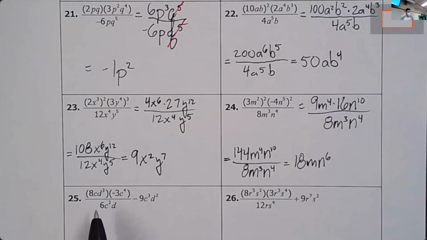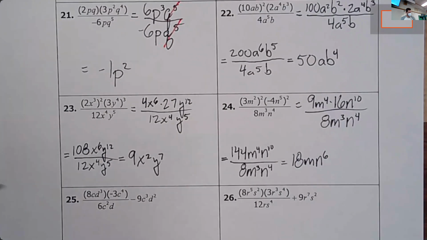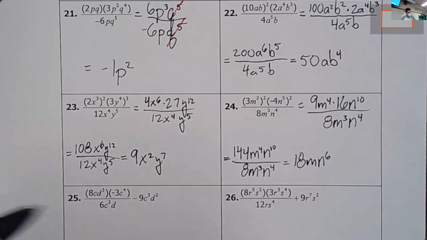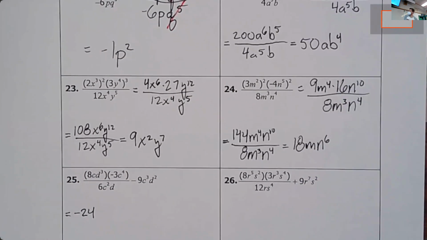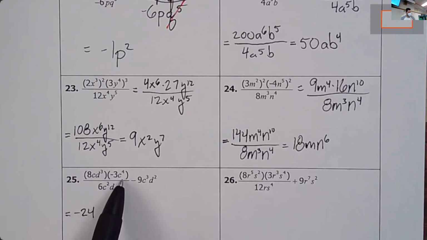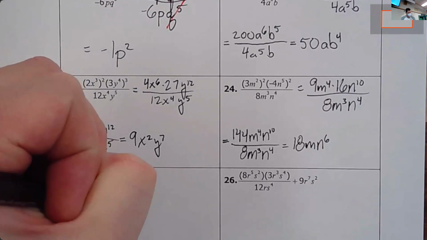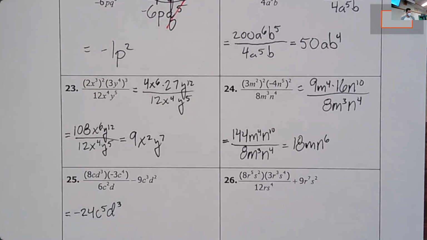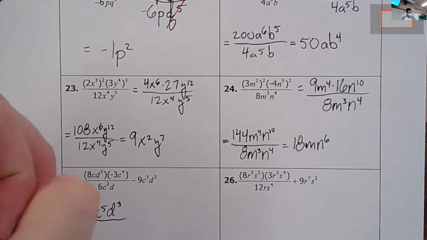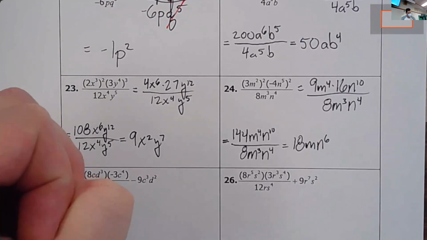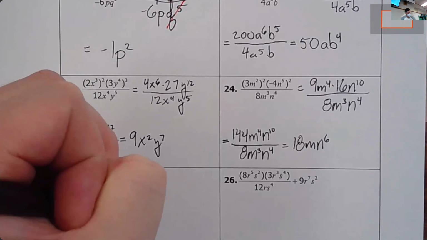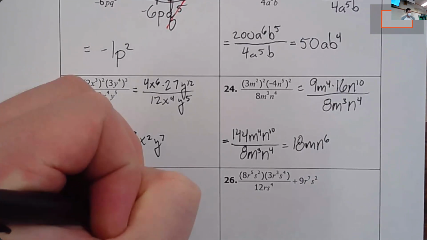Start with the product rule. So multiply the things together on the top of our fraction. So 8 times -3 would be -24. And then we're going to add the exponents. C and c to the 4th would be c to the 5th. And d to the 3rd power, because that is the only variable with d on the numerator there. The denominator stays the same. 6c squared times d minus 9c to the 3rd, d to the 2nd.